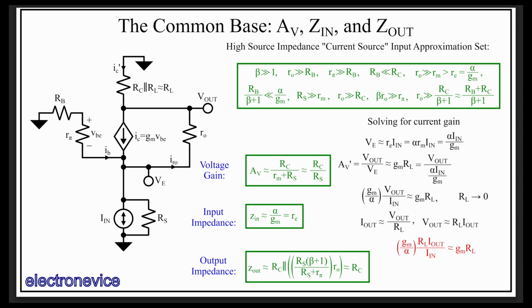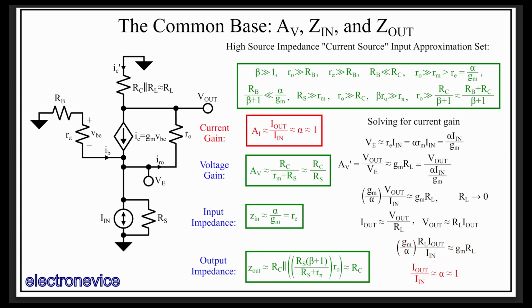Simplifying this, we calculate that the current gain I out over I in is equal to alpha, which is approximately equal to 1. This makes intuitive sense as we've effectively made approximations that largely eliminate RO from the circuit, which means that the current into the emitter from I in will flow out of the base and collector. And since the base and collector currents have a relationship of 1 to beta, then it follows that a slightly lower current, by a factor of alpha, will end up flowing out of the collector and out into the load.